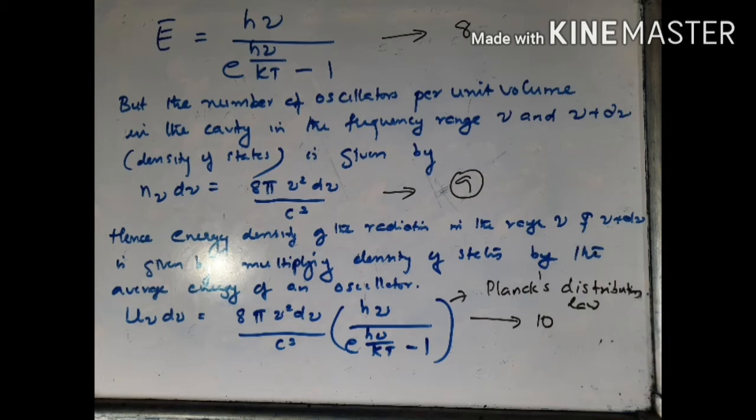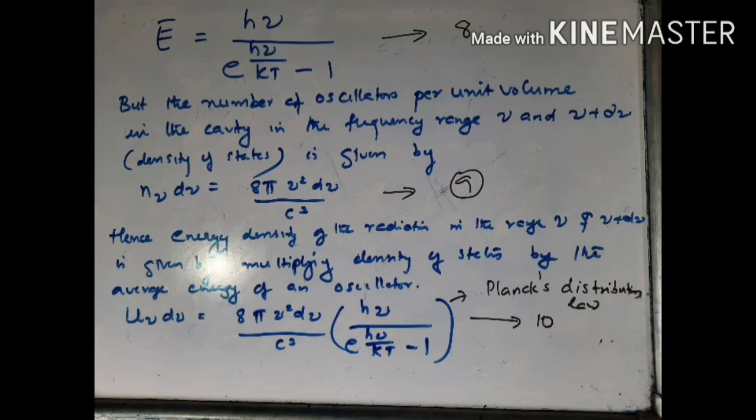In order to know the energy density of radiation in the range nu and nu plus d nu, a very small region, we have to multiply this average energy with the number of oscillators per unit volume in the cavity in the frequency range nu and nu plus d nu, which is called the density of states. And this is given by another big derivation, and it is equal to n nu d nu is equal to 8 pi nu square d nu by c cube.